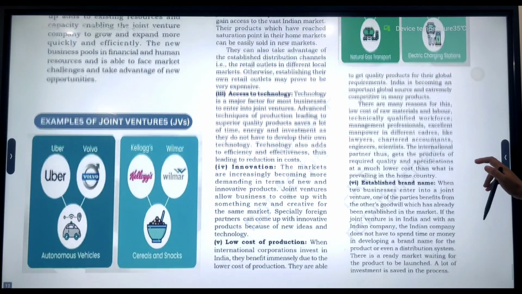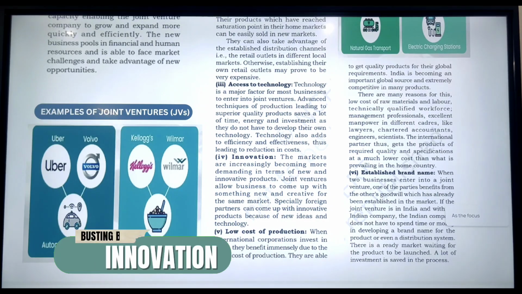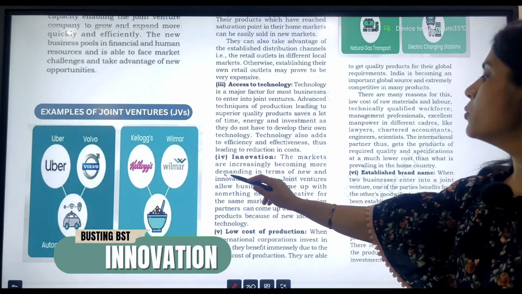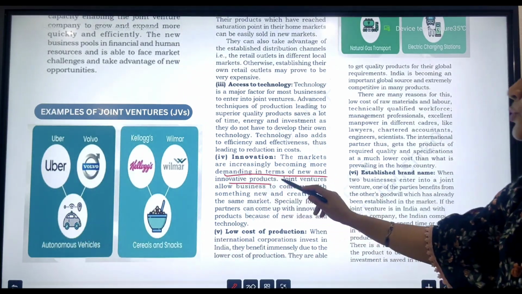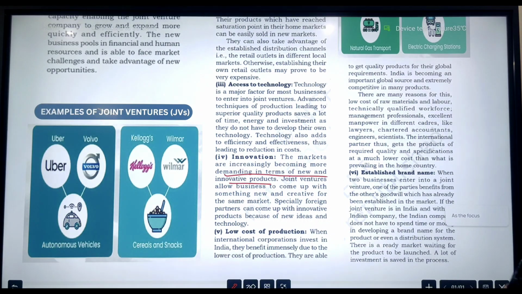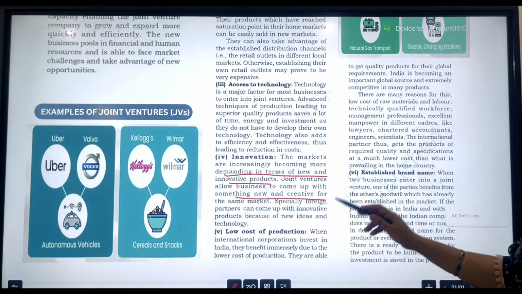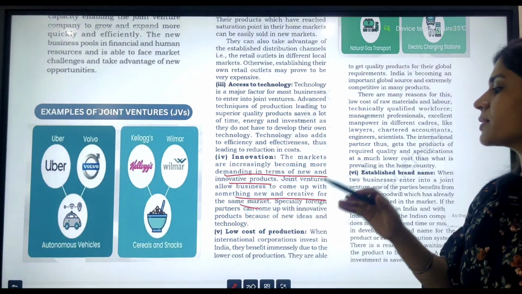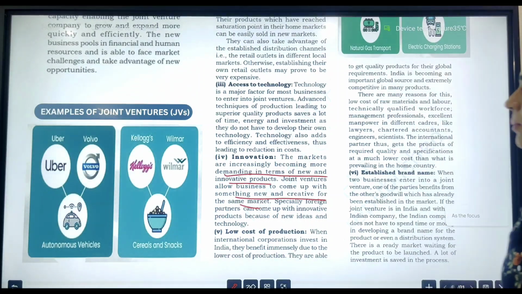With innovation, we definitely mean that they bring new and innovative products into the market as per the demands of the customer. They always remain creative and bring in something new in the same market so as to progress in the market.